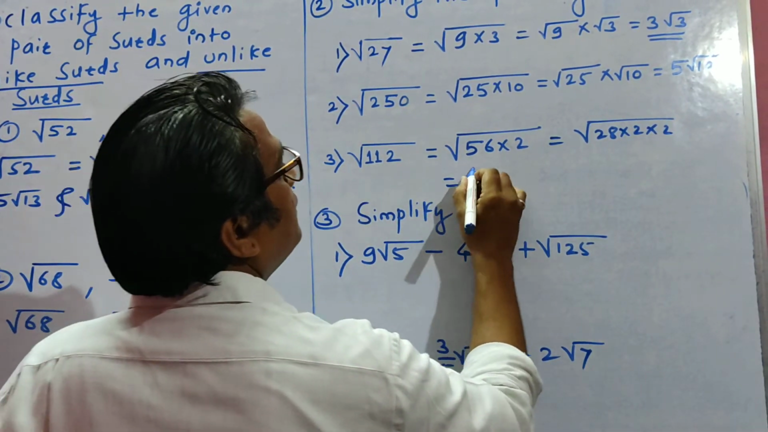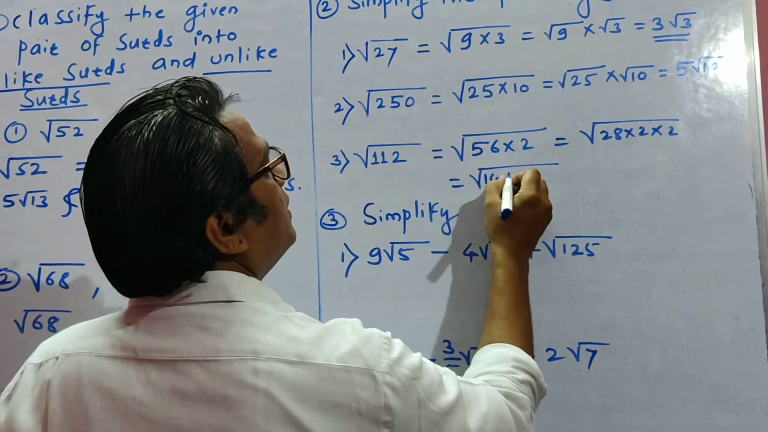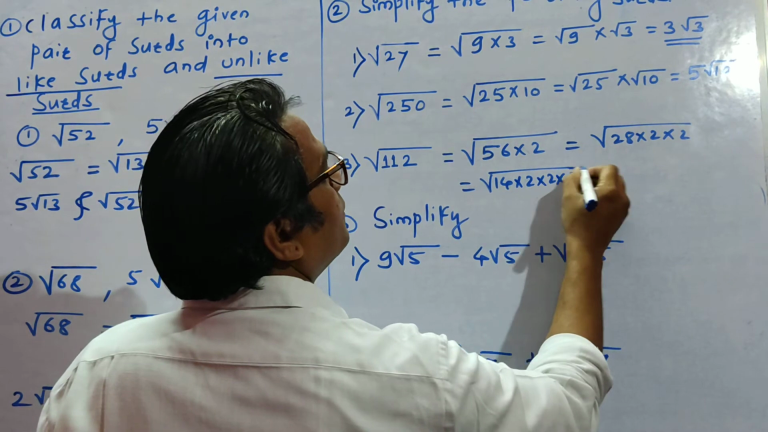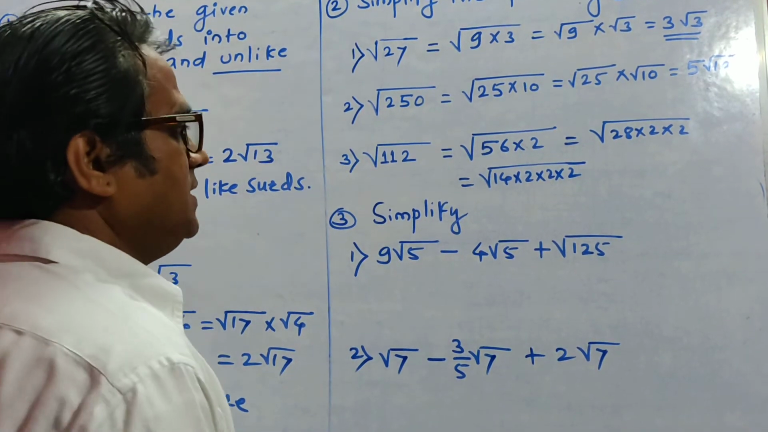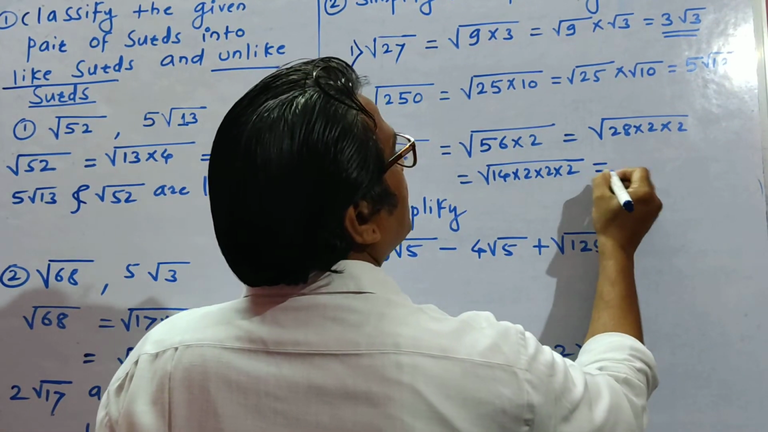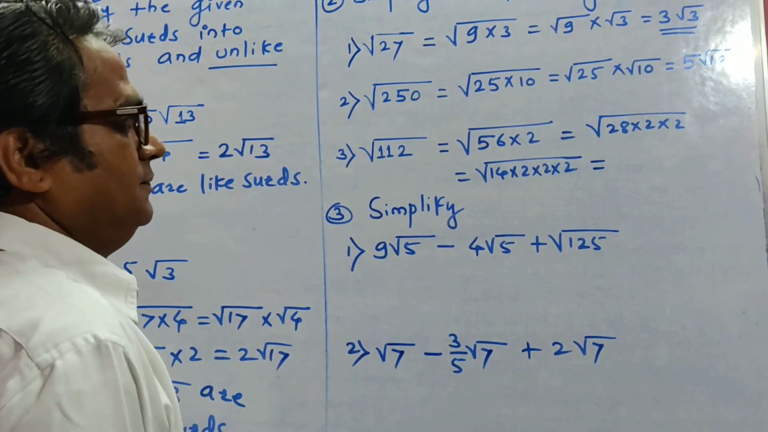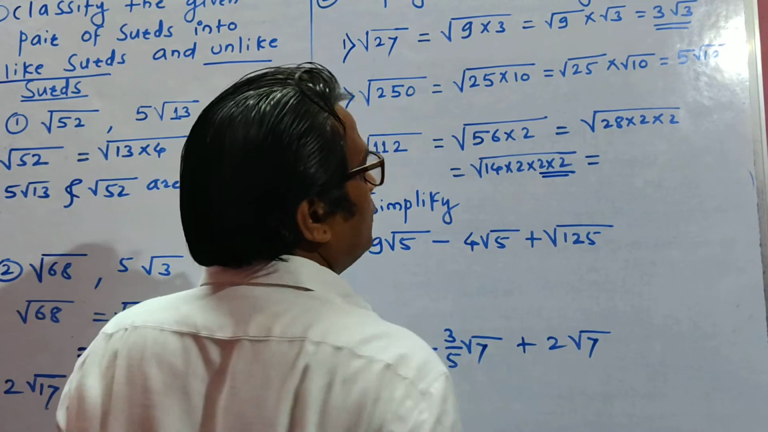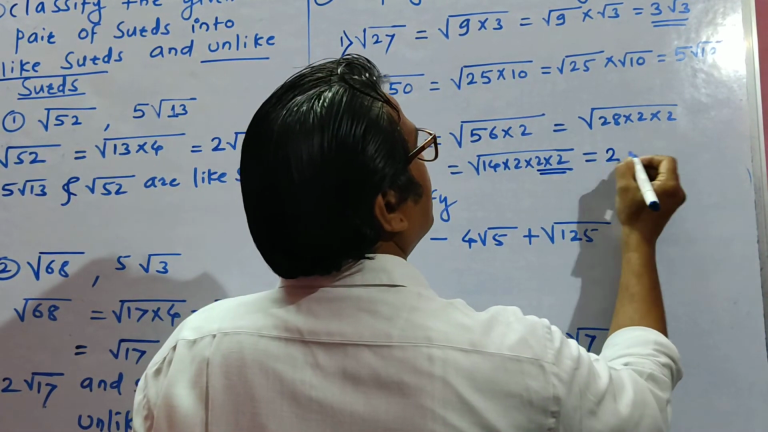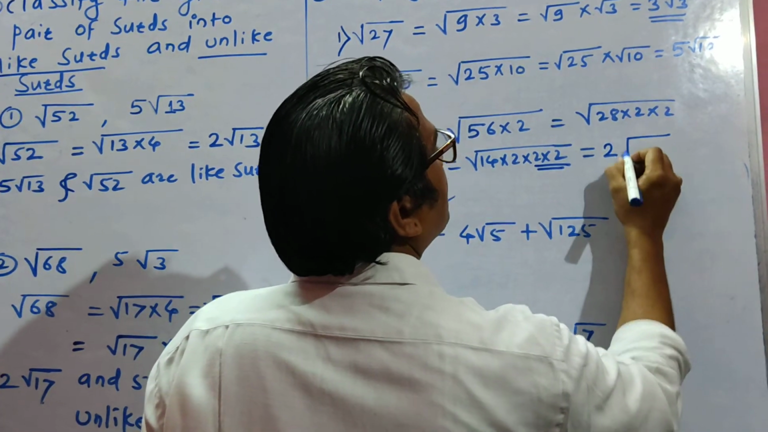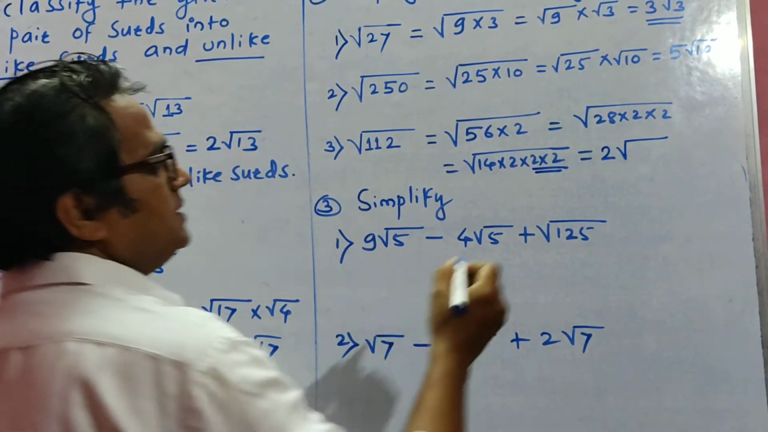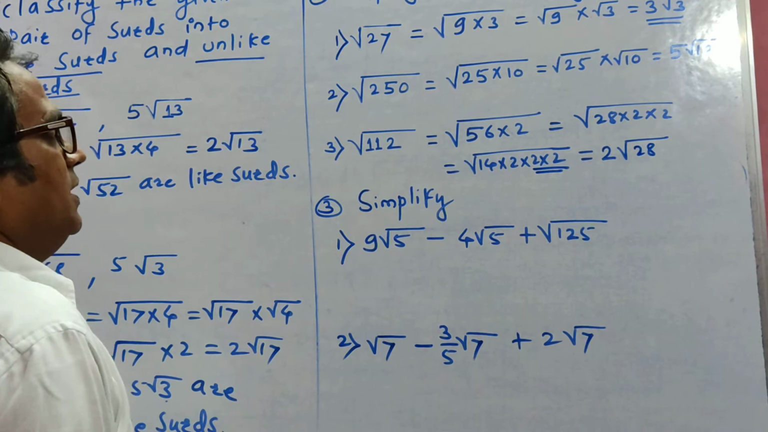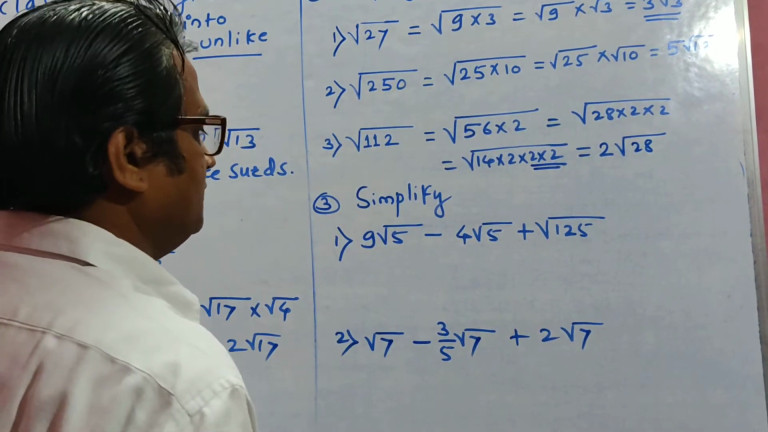Now 28, we can divide: 14 multiplied by 2, multiplied by 2, multiplied by 2. If you see, what will come out of that? That is only 2 there. So I will take only 2 outside, and under the root we can write 28. So by this way we can simplify the surds.